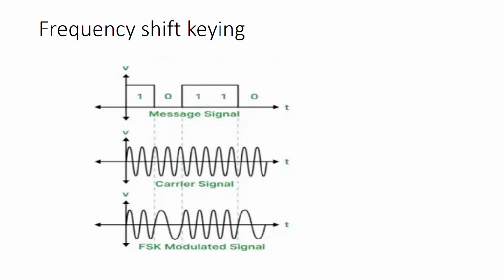In binary FSK, or we call BFSK, BFSK represents binary data using two different frequencies. Logic 1 might be represented by the higher frequency, and logic 0 might be represented by the low frequency. When the digital binary is 1, the frequency of the carrier wave is higher. When the binary value is 0, the frequency of the carrier becomes lower.